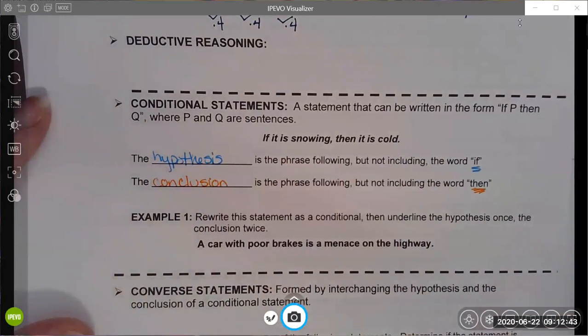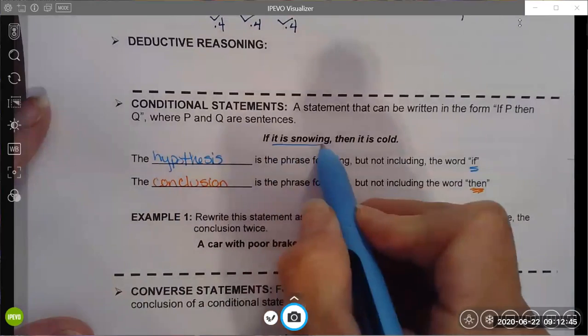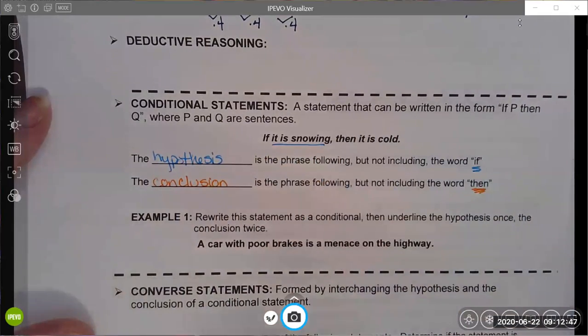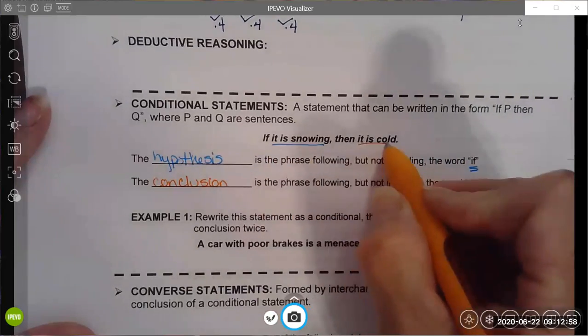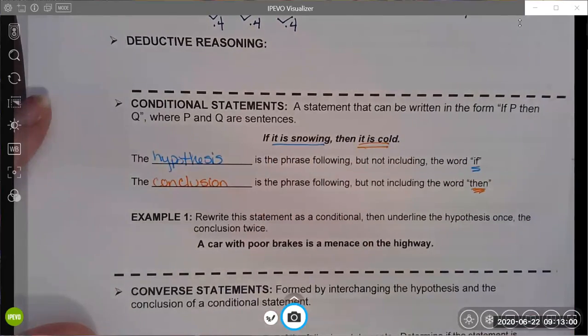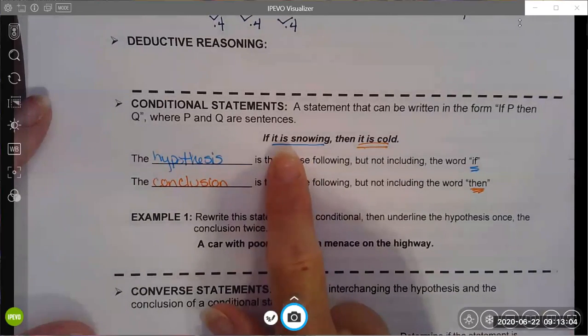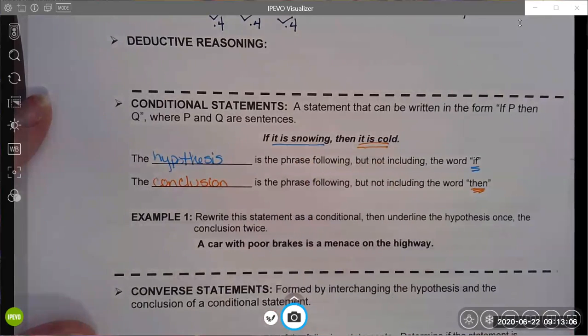So in our example up above, the hypothesis would be, it is snowing. And notice I did not include the word if. That is not part of the hypothesis. It's just, it is snowing is the hypothesis. And then the conditional part, or the conclusion part, would be, it is cold. And so we're saying that if this first part is true, then the second part has to also follow, which may or may not be the case.